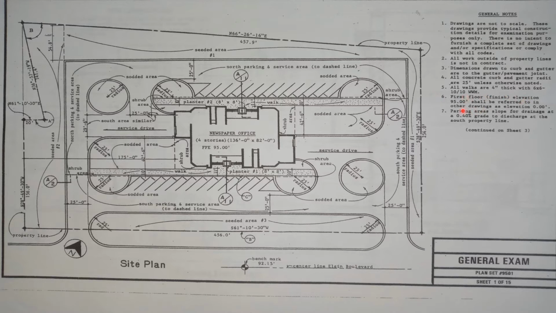Okay, number 6 is important. First floor elevation is 95 and shall be referred to in other drawings as elevation 0.0. So here you go: the first floor elevation is 95 feet above sea level.